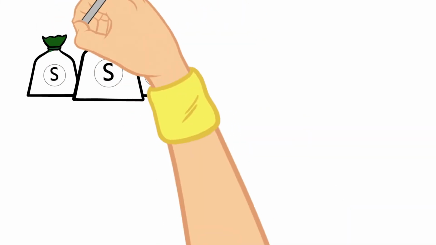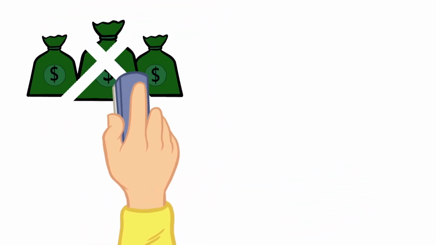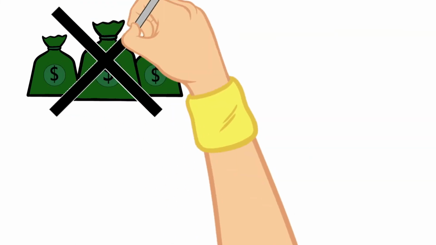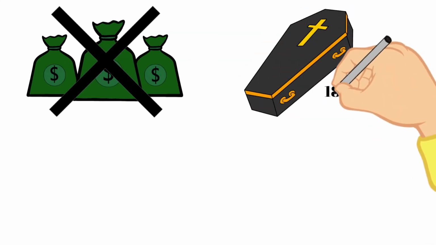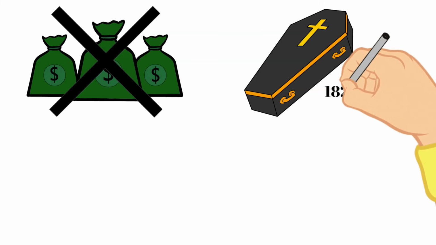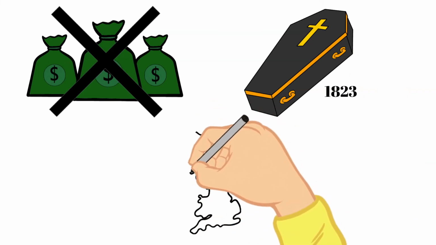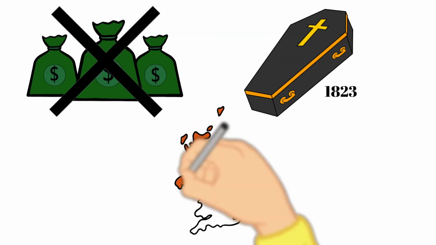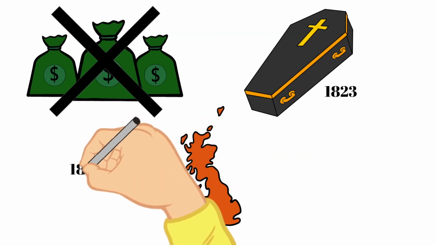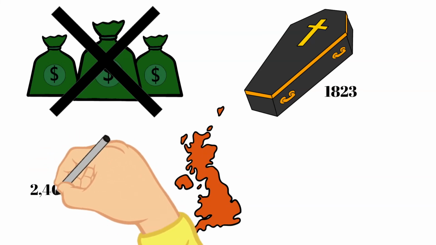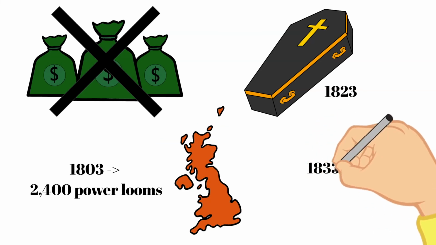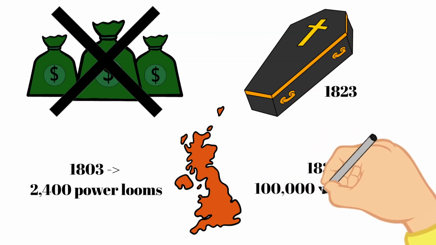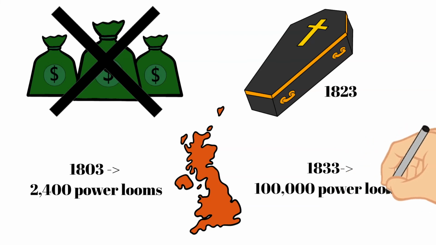Cartwright overall did not benefit much from his invention of the power loom or make a lot of money from it. But even after Cartwright died in 1823, the power loom went on to have a profound impact on industrial production through the 19th century. For instance, in 1803, there were just 2,400 power looms in all of Britain. But by 1833, there were as many as 100,000 in use across the textile factories of Britain.